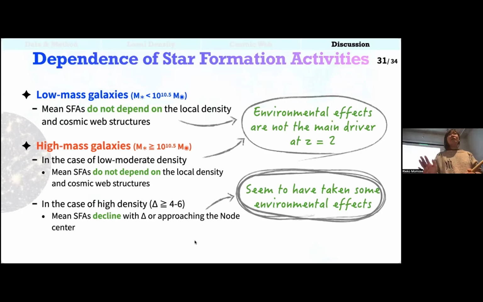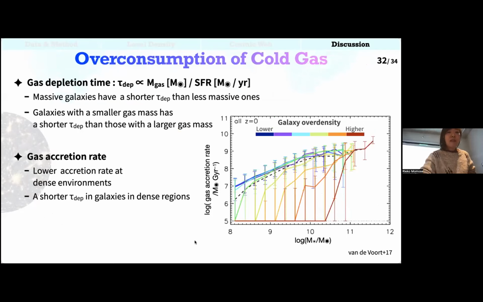And this further environmental effect seems to suppress the galaxy star formation. So then, what kind of phenomenon is expected for the suppression of star formation in high mass galaxies in dense environments? One possible explanation could be overconsumption of cold gas. This phenomenon is expected to occur in high mass galaxies in denser environments. Generally, the gas depletion time is proportional to the ratio of gas mass to the star formation rate. And since the star formation rate depends on the stellar mass and redshift, the depletion time gets shorter in high mass galaxies than in low mass galaxies in the case of the same amount of gas.